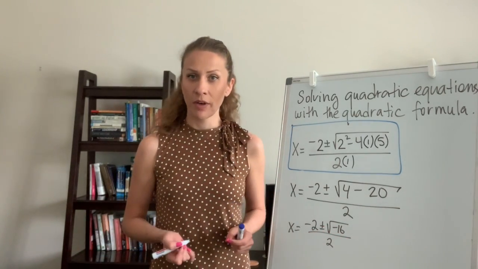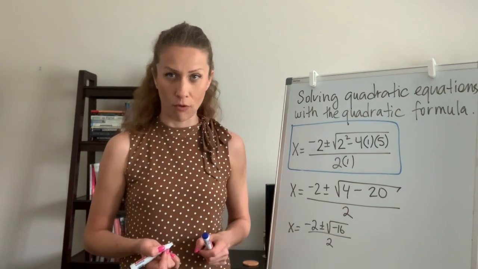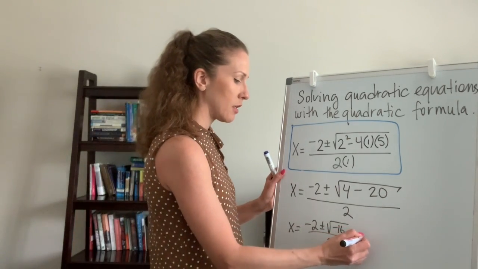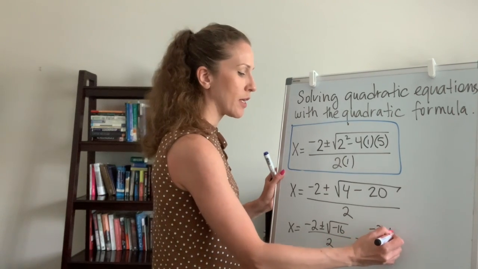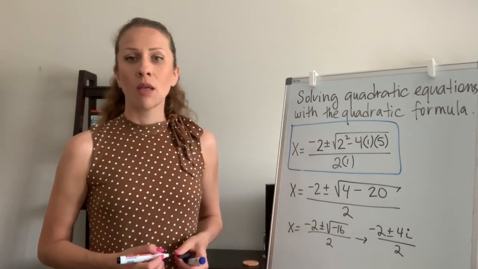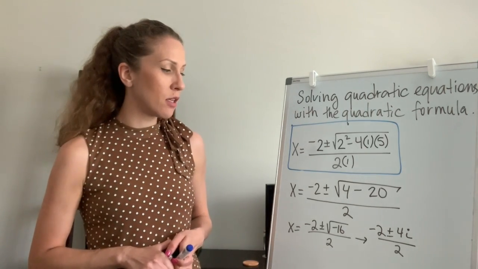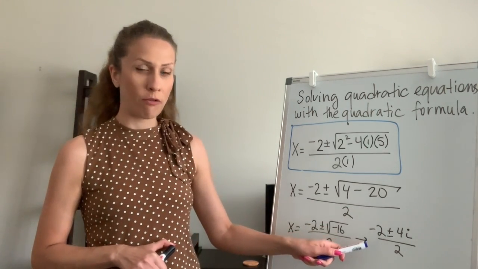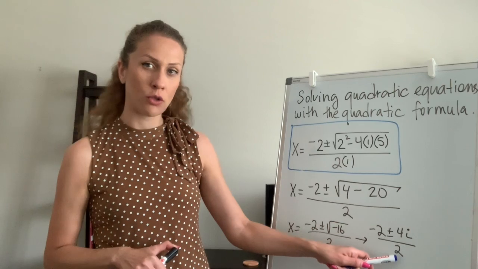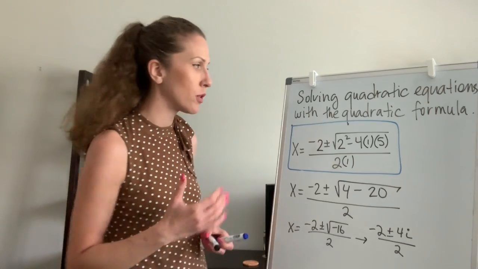So now I'm ready to simplify the radical if I can. What is the square root of negative 16? Well, the square root of 16 is 4, but the square root of negative 16 is 4i. So this is negative 2 plus or minus 4i all over 2. And most of the time, these answers can be simplified even further. I will do that by making this larger fraction into 2 smaller fractions, each with the denominator of 2. So my first fraction will be negative 2 over 2, and my second fraction will be plus or minus 4i over 2, and then we'll simplify each of those individually.